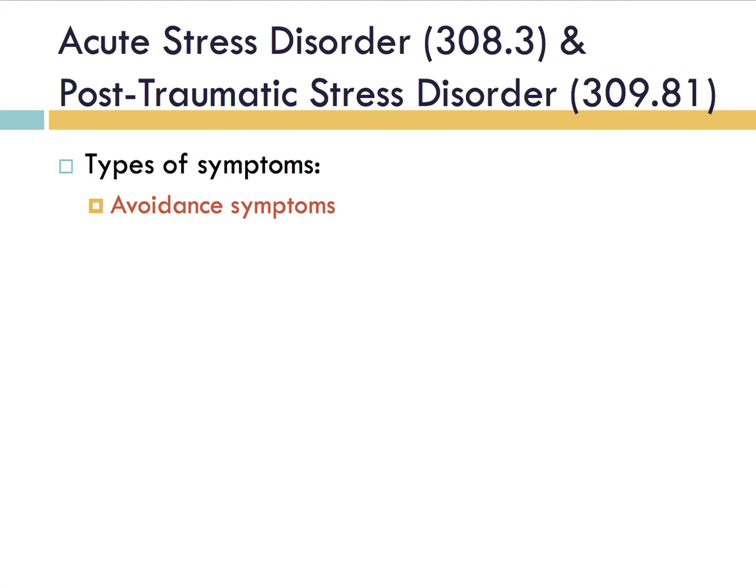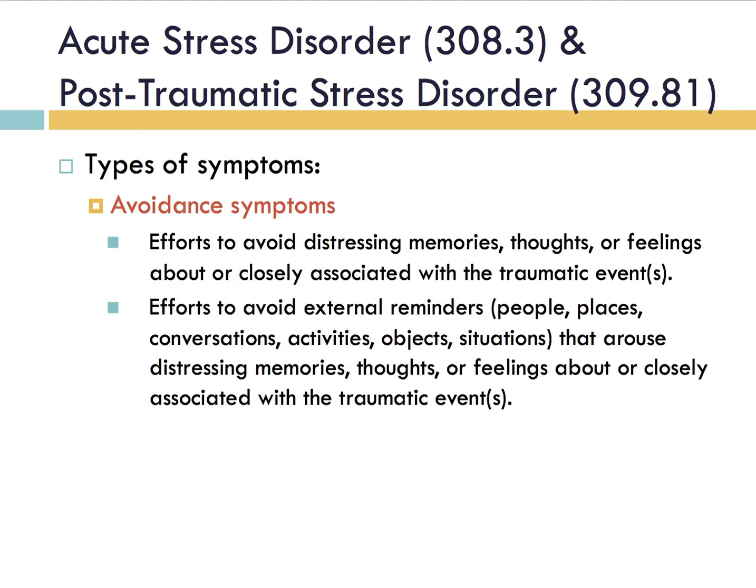Next are avoidance symptoms, which include symptoms such as efforts to avoid distressing memories, thoughts or feelings about or closely associated with the traumatic event, or efforts to avoid external reminders that arouse distressing memories, thoughts, or feelings about or closely associated with the traumatic event. And the reminder can be any number of things: people, places, conversations, objects, situations. Any of that could cause the arousal of distressing memories.